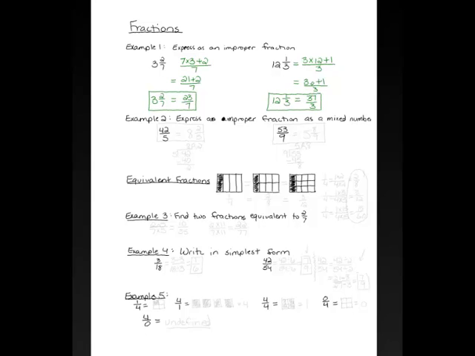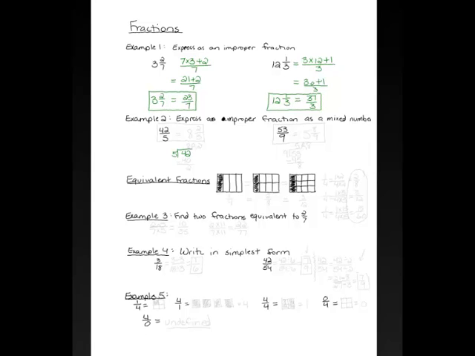37/3. Now in example 2, we're asked to work the other way. Express the improper fraction as a proper fraction or a mixed number. So this first one, we have 42/5, and what we want to do is set up a division problem. We want to take 42 divided by 5.